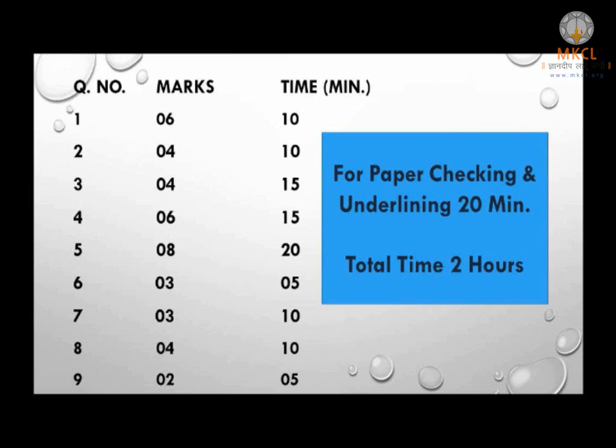Question number 6 is of 3 marks and we have 5 minutes. Only 5 minutes because there is only one word to be written. In question 1AB, you have to draw a box and name the columns and also choose the correct alternative.